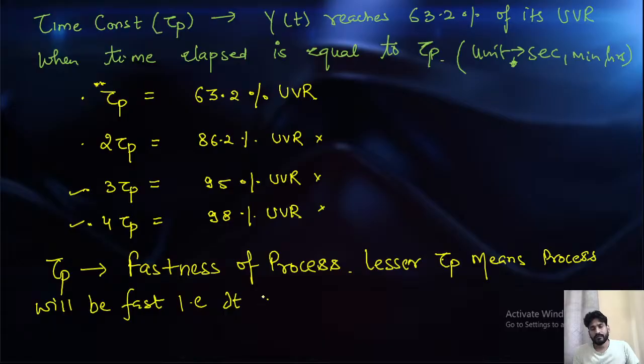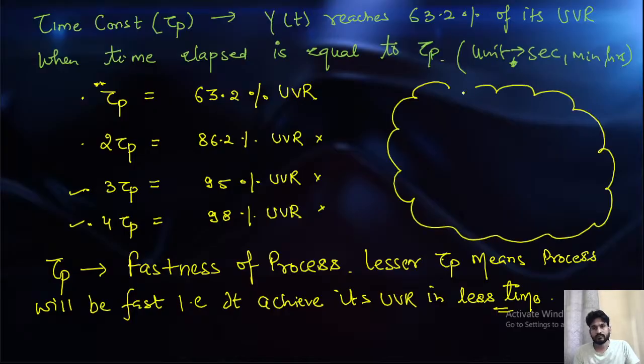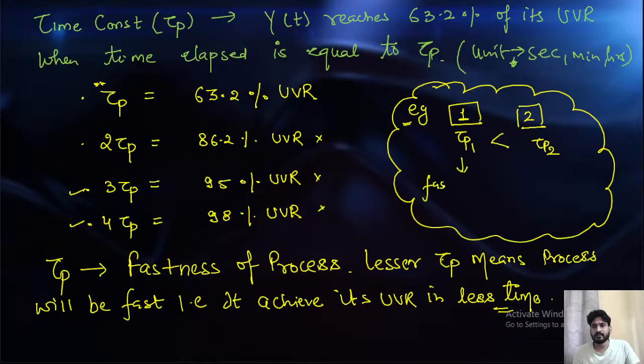What is the meaning of the process being fast? That it achieves its UVR in less time. Please tell me if you have any hurdle or problem. I'll use two terms. Let's suppose I have system 1 and system 2, with tau p1 and tau p2, and tau p2 is less than tau p1. Then system 2 is faster as compared to system 1, and system 1 is sluggish as compared to system 2. So I'll use the term sluggish for the slower system. Please tell me if you have any problem regarding this, otherwise I'll move ahead.